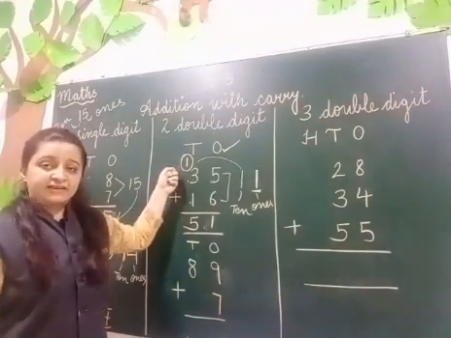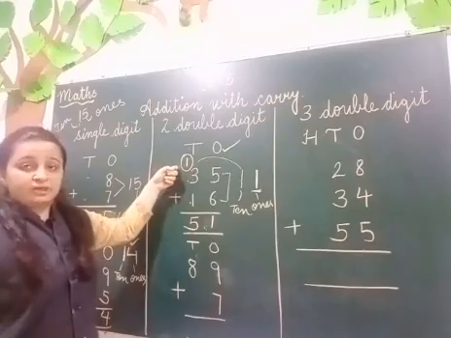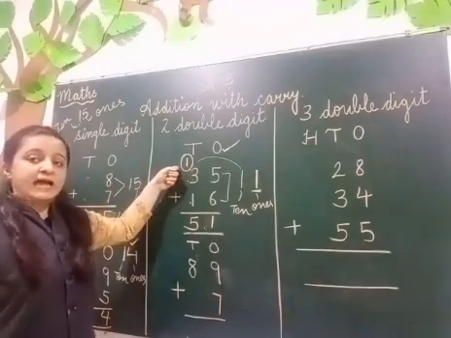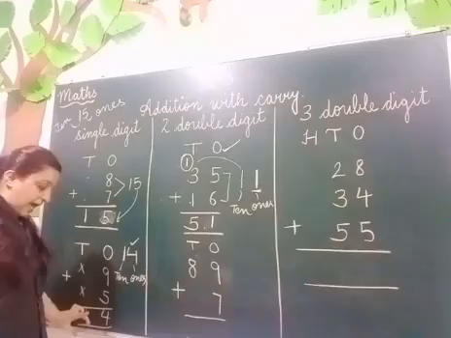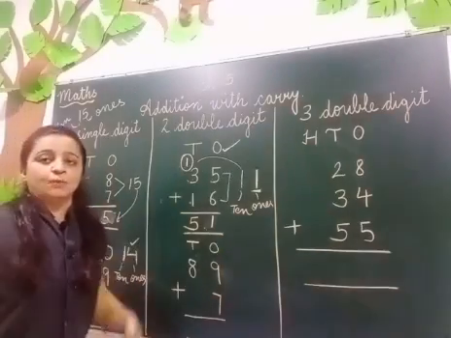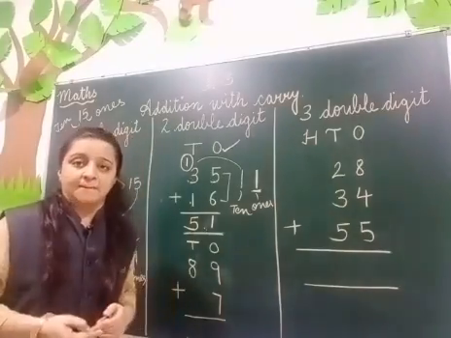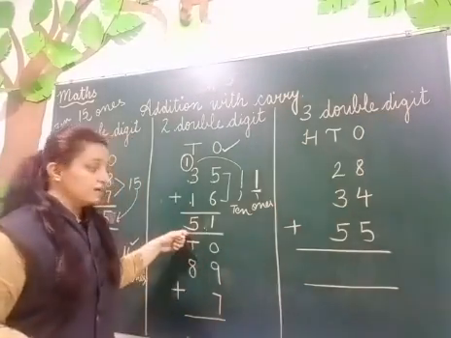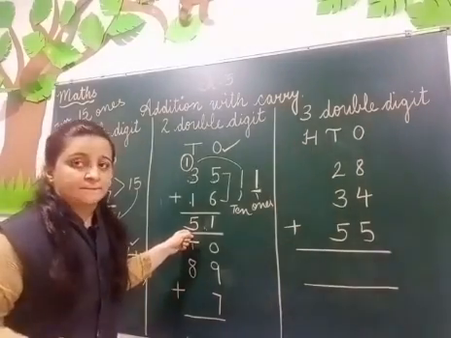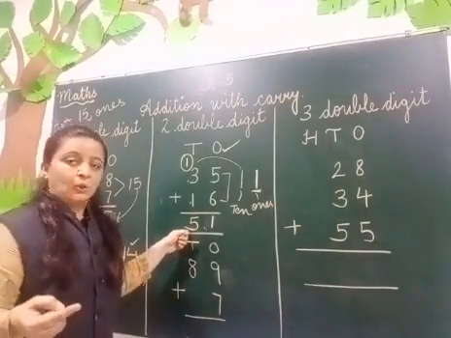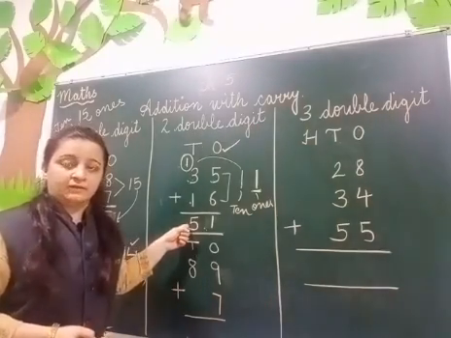Understanding what is carry? Yes, this one which we have written over here is known as carry. And the answer which we get after adding 2 or more numbers is known as the total or the sum. Okay, this answer is known as the total, or you can say it as sum, S-U-M, sum. The sum of these two numbers is 51.